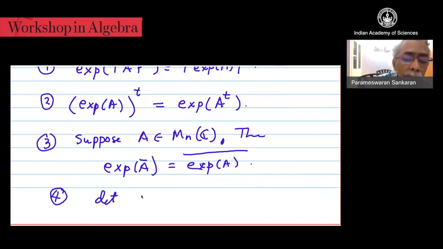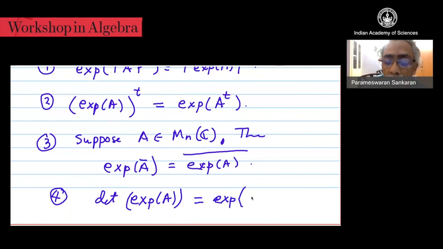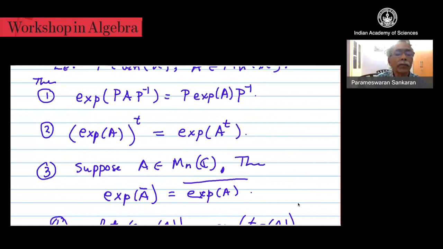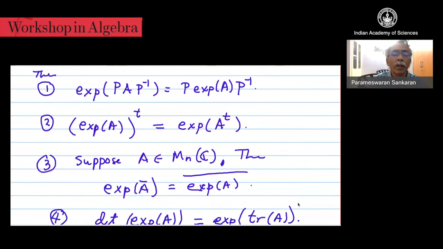Determinant of, see, determinant of exponential A. Exponential of A is an invertible matrix, whatever it is. Okay, I can take a determinant of it and then I should get something non-zero. Okay, it's very interesting. It turns out to be a number. It's a real number or a complex number, depending on whether A is real or complex. Interestingly, it turns out to be exponential of trace of A. Yeah. So, let us try and prove at least some of these. This is a very important property, number one, and it will be extremely useful when it comes to computation, and I will tell you why it becomes handy when it comes to computations.